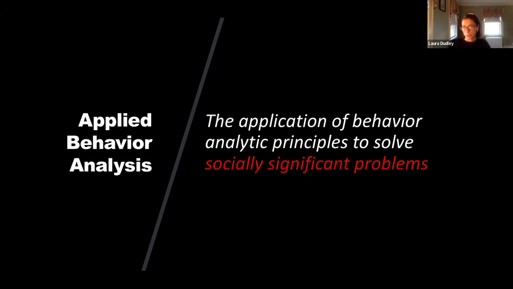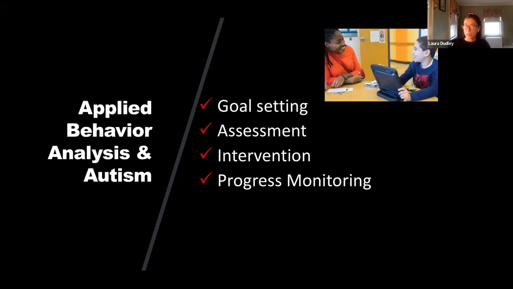Now, my training, as I said earlier, was in applied behavior analysis, or ABA. And broadly speaking, ABA is considered to be a branch of psychology in which the science of behavior is applied to solve socially significant problems. When applied to learning and to behavioral challenges among those with autism, a behavior analytic approach begins with goal setting, so identifying what specifically you're going to be working on. It continues with a comprehensive assessment of the behavioral deficit or the behavioral excess. And then an intervention is implemented based on the principles of behavior. And finally, progress monitoring occurs.